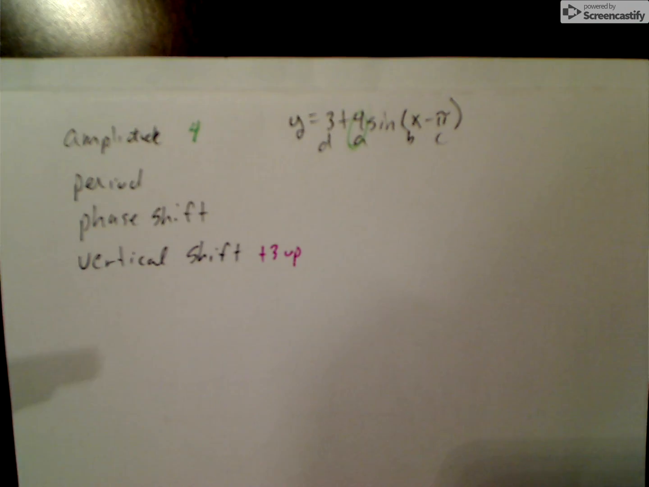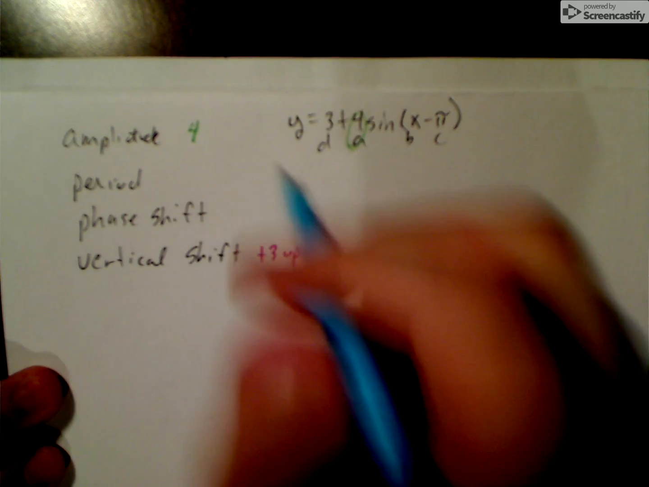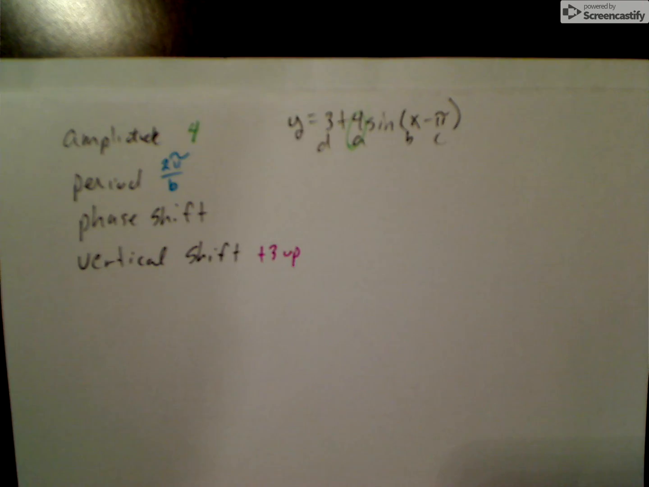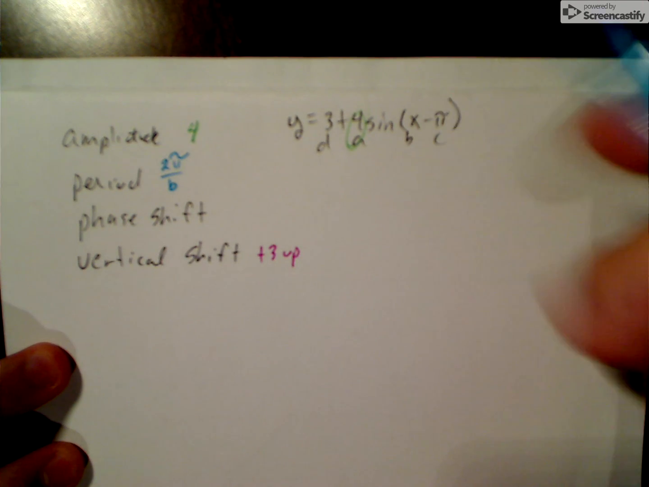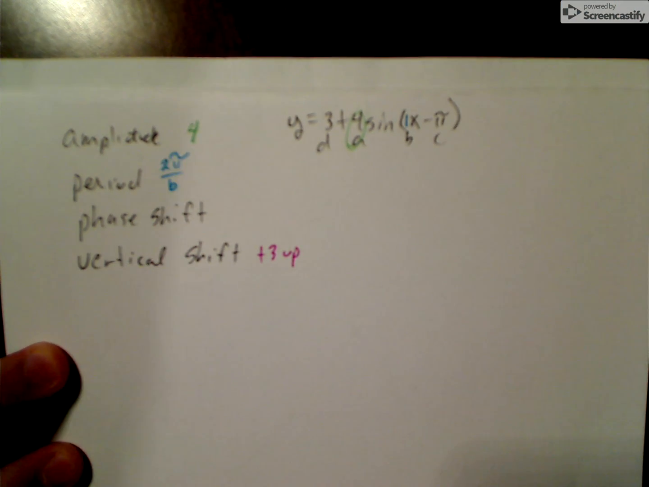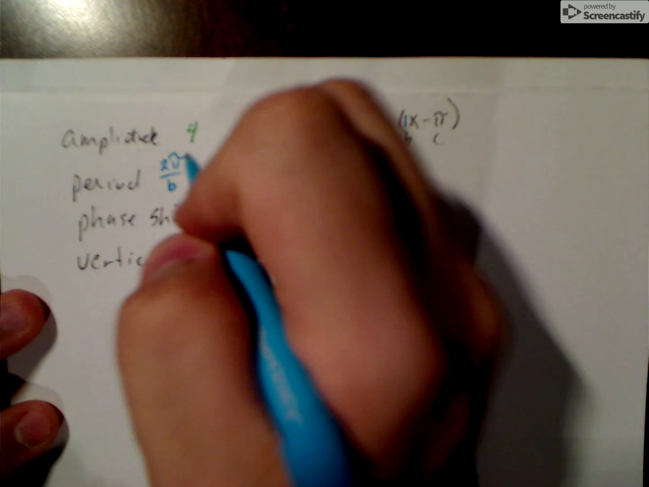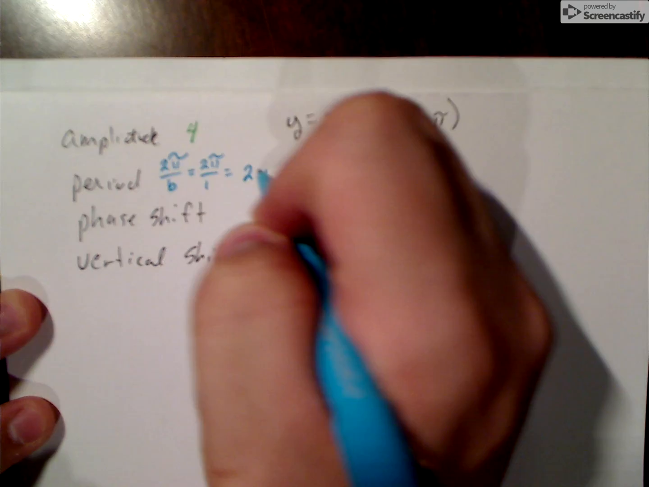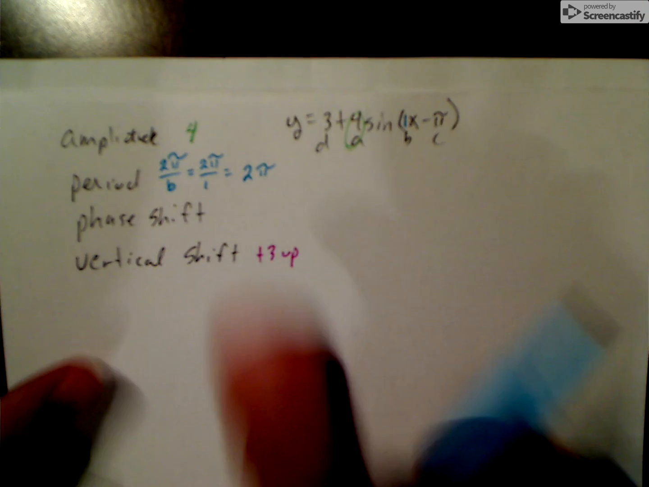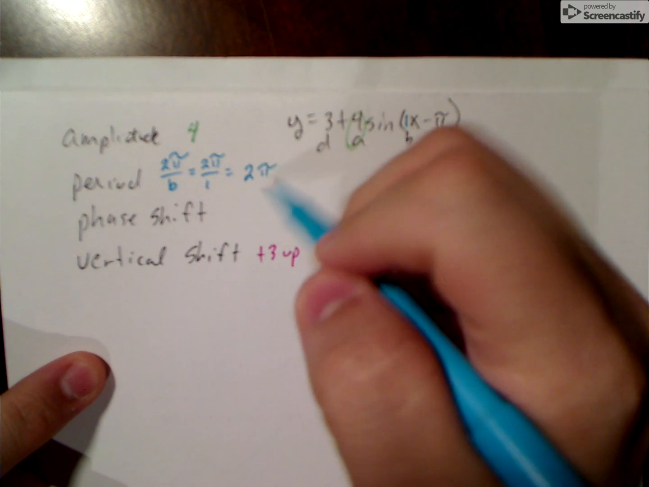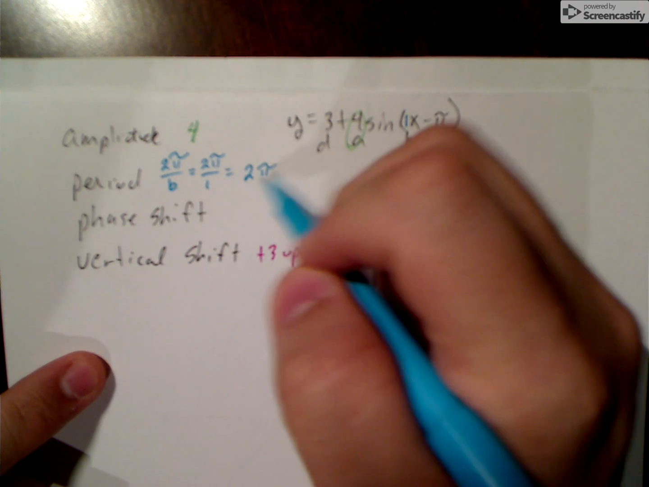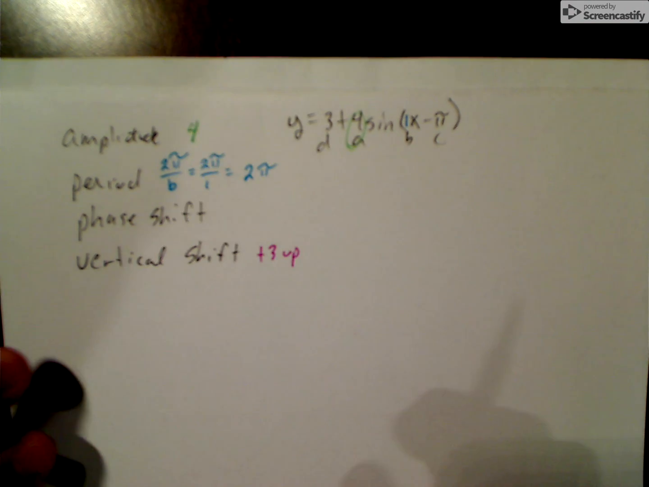Now the period and the phase shift. The formula for the period is 2 pi divided by b. We know b is right here, and in this case b happens to be 1. That makes it nice, because it becomes 2 pi divided by 1, which means your period is 2 pi. That means one cycle is going to extend for a 2 pi length. I'll show what that means in a second.